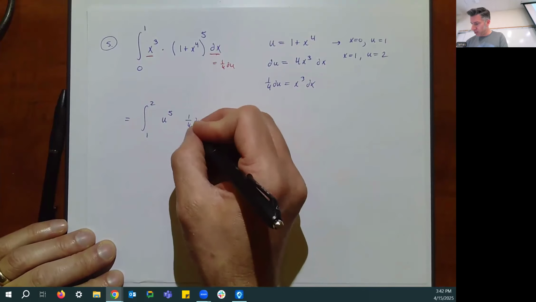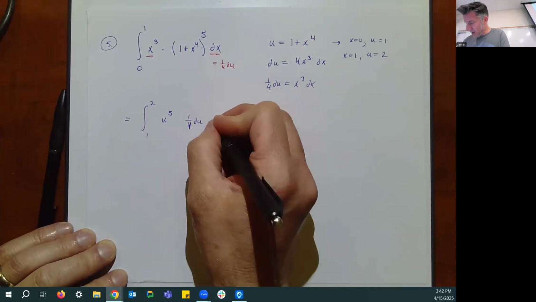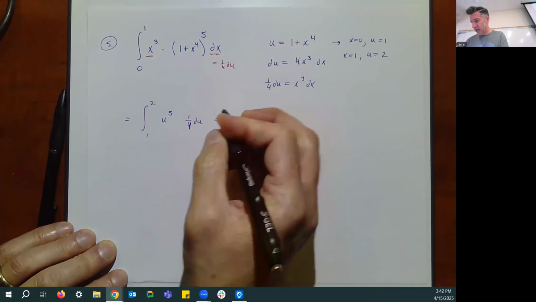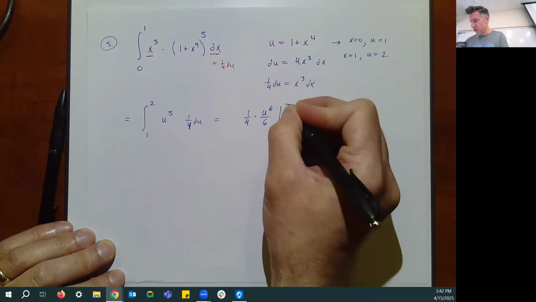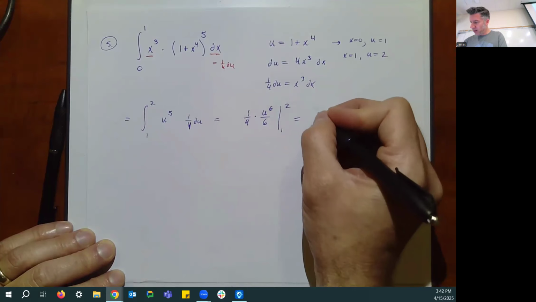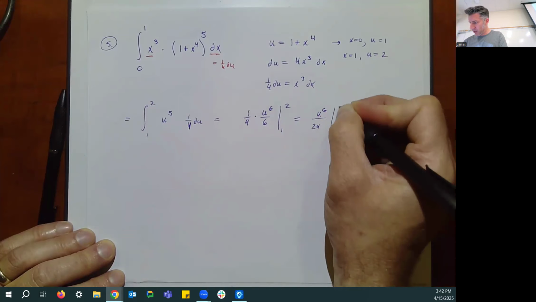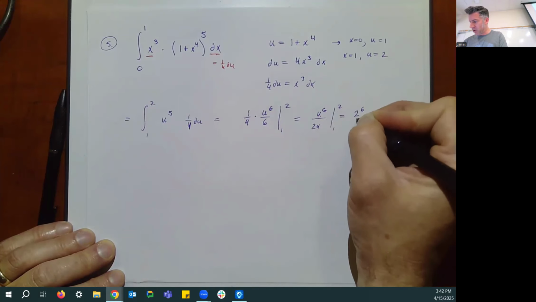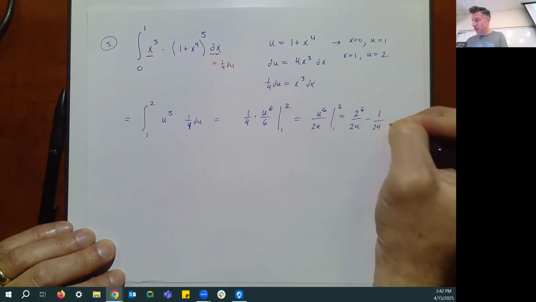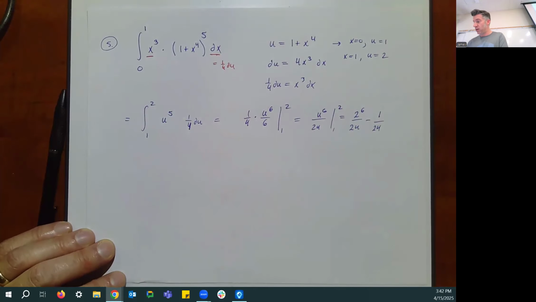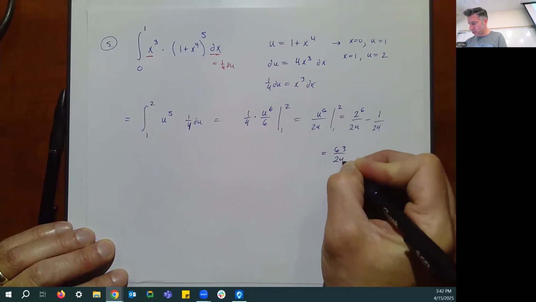Be careful if you're me. Make sure your 4's and your u's look different. Then we're going to integrate. We get 1/4 times the antiderivative of u to the fifth, which is u to the sixth divided by 6, from 1 to 2. So that's going to be u to the sixth over 24. That was probably an unnecessary step there, whatever. So we get 2 to the sixth over 24 minus 1 to the sixth over 24. I don't think you need to write 1 to any power. You know it's going to be 1. 2 to the sixth is 64, so we get 63 over 24.